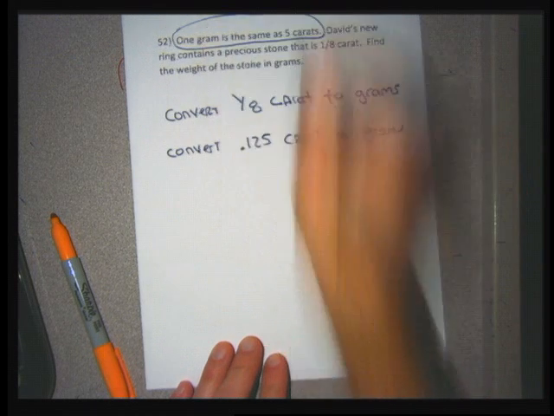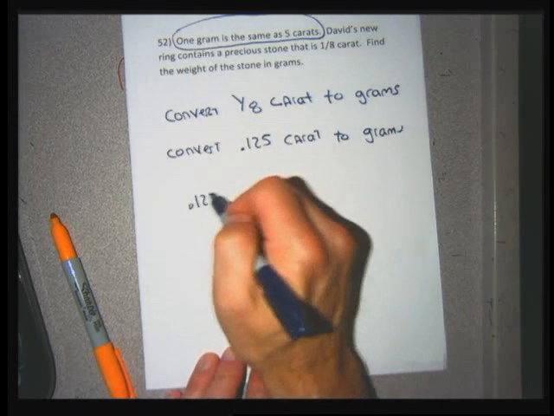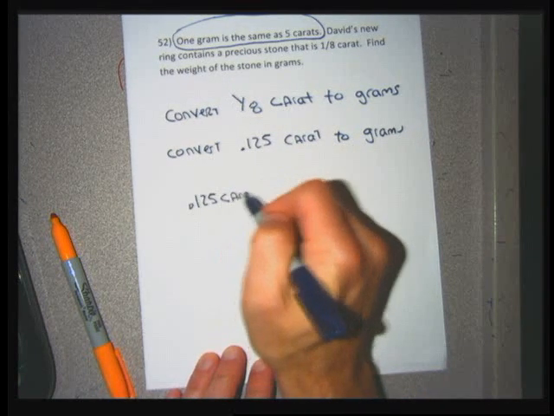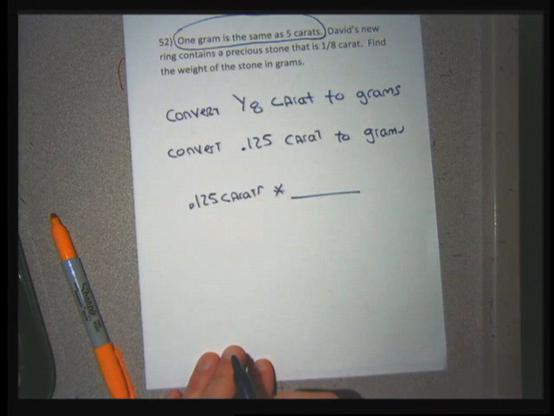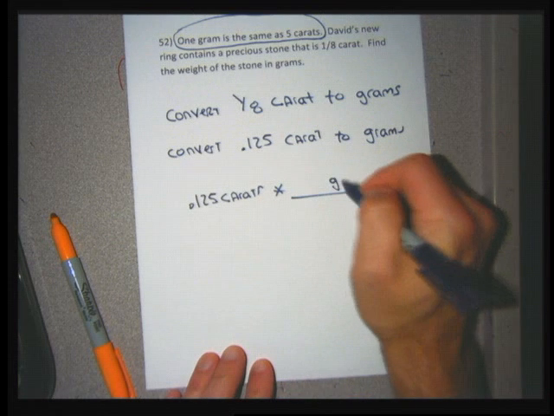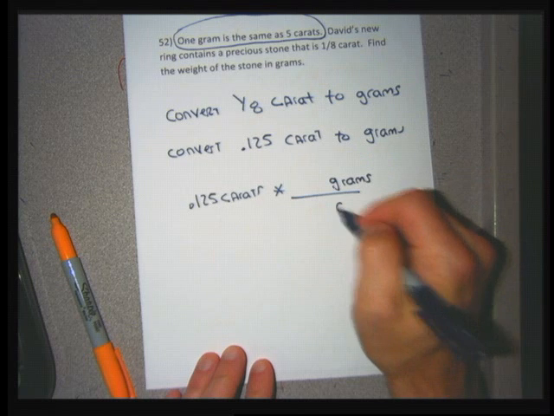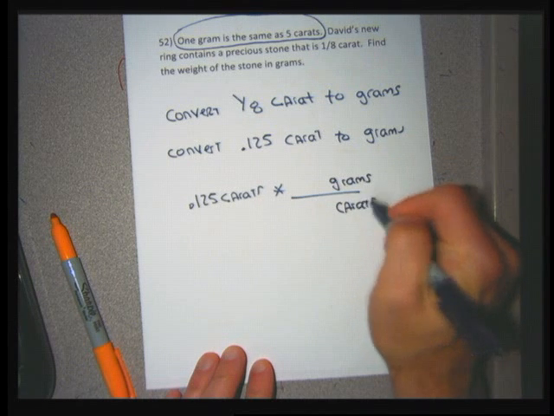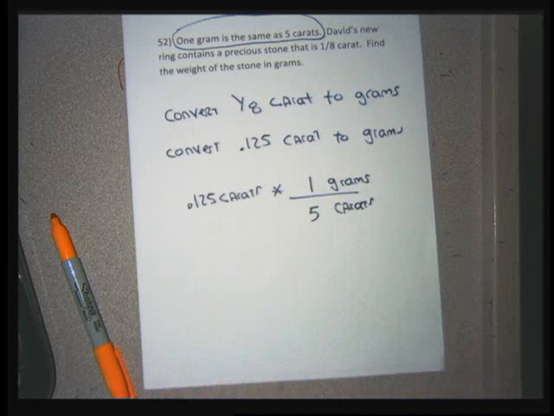Now I'm going to use that unit that the author gave me. So I'm going to start with what I have. I have 0.125 carats. And I'm going to multiply it by a unit. In the numerator, I'm going to put the unit that I want, which is grams. In the denominator, I'm going to put the unit that I have, which is carats. And then I'm going to use what the author gave me. The author gave me that 1 gram is the same as 5 carats.